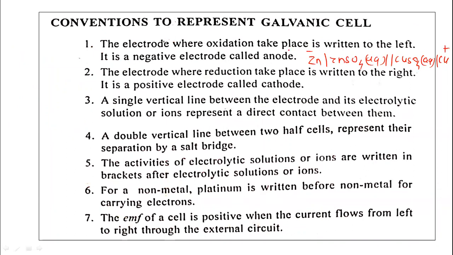Now you can see in this representation, a single vertical line is there. So what is the meaning of the single vertical line? A single vertical line between the electrode and its electrolytic solution or ions represents a direct contact between them. The meaning of the single vertical line is that there is a direct contact between the zinc electrode and its aqueous solution.